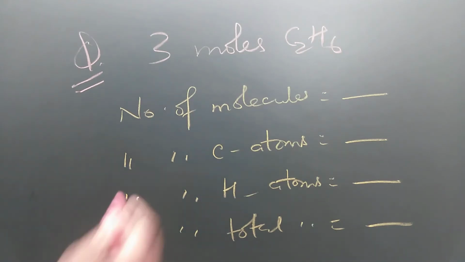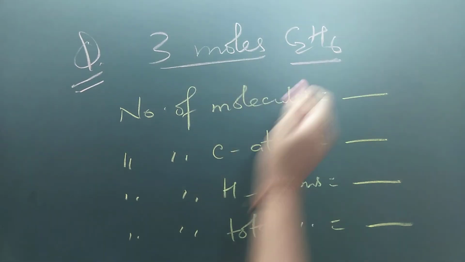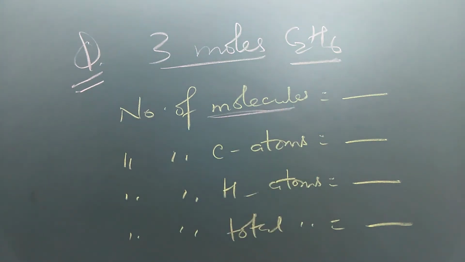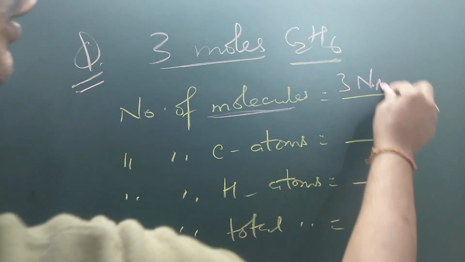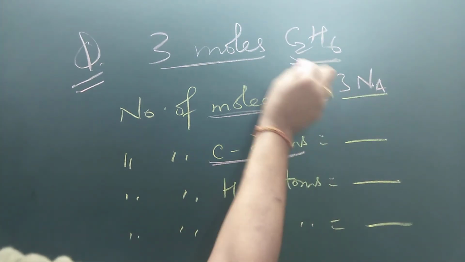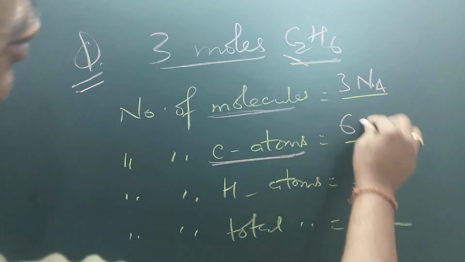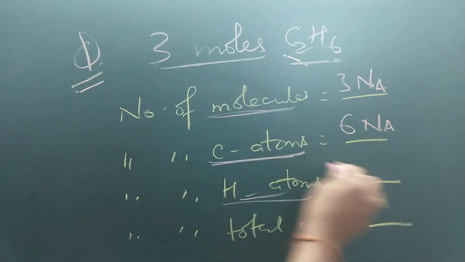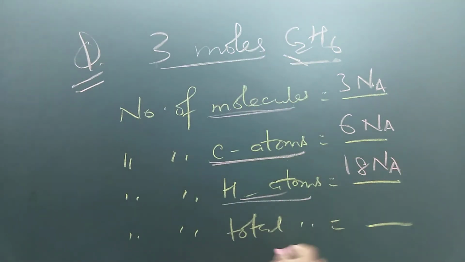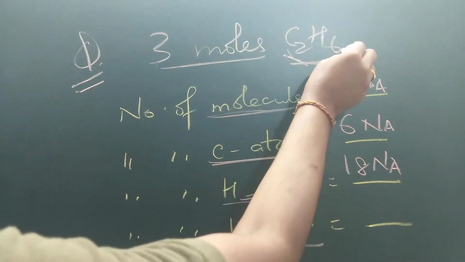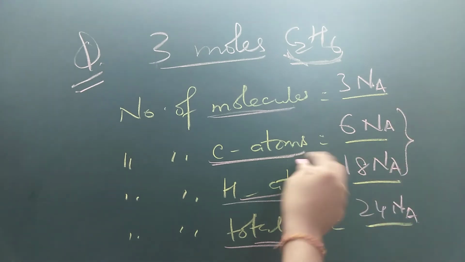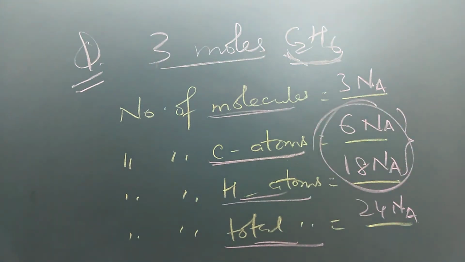Now let's see the next question. If you are given 3 moles of ethane, the formula of ethane is C2H6. They are asking the number of molecules. As we know, the number of molecules is given by number of moles into Avogadro number, so 3 into Avogadro number. Now they are asking carbon atoms. The atomicity of carbon is 2, so 2 into 3, that is 6 into Avogadro number. Now the number of hydrogen atoms: atomicity is 6, 6 into 3, that is 18 into Avogadro number. Now if they are asking total atoms, the atomicity is 8, so 24 into Na, and that can be known when you add these two.